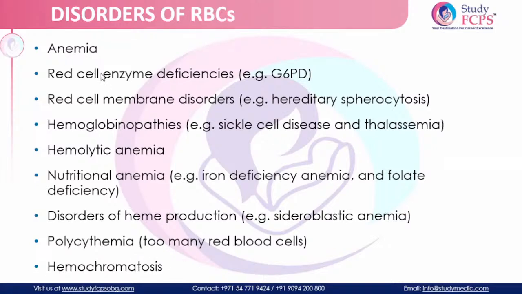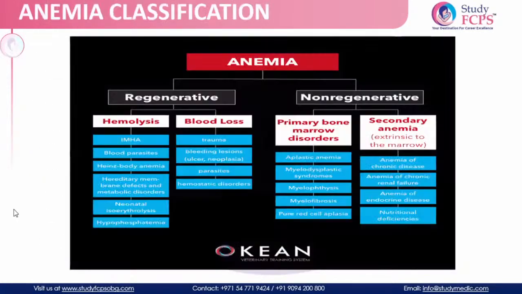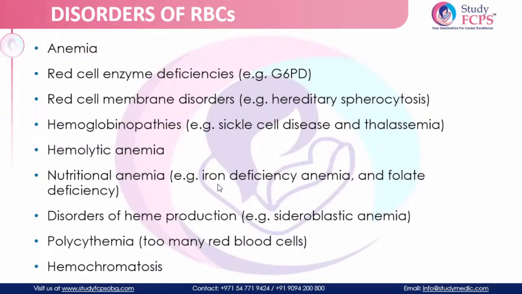So if we talk about anemia, there are multiple reasons that lead to anemia. Depending upon these reasons, anemia is classified into different categories. Anemia can be red cell enzyme deficiencies, like G6PD deficiency, red cell membrane disorders like hereditary spherocytosis, hemoglobinopathies, like different types of defects in the hemoglobin structure such as sickle cell disease and thalassemia. Then there is a vast category of hemolytic anemia that we will discuss in today's lecture in detail. Then nutritional anemias, which are due to deficiency of different elements that are important in the formation of hemoglobin, that is iron deficiency anemia and folate deficiency anemias. Then there are disorders of heme production like sideroblastic anemias. These are all kinds of anemia.